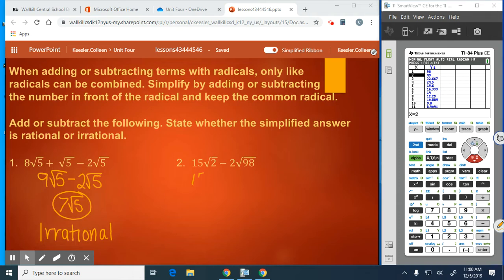So this is equal to 15 radical 2 minus 2 times 7 radical 2. 2 times 7 gets multiplied, so we get 15 radical 2 minus 14 radical 2. 15 minus 14 is 1, so my final answer is just square root or radical 2. And again, this is irrational because it is the square root of a non-perfect square.